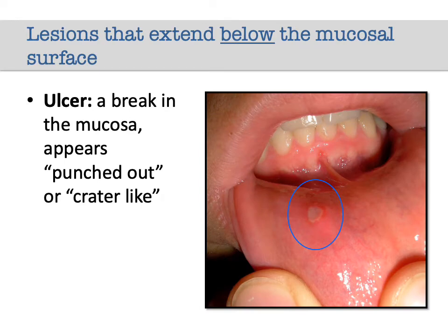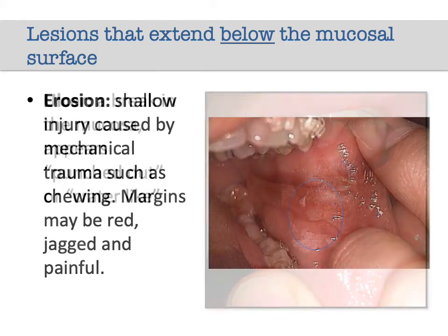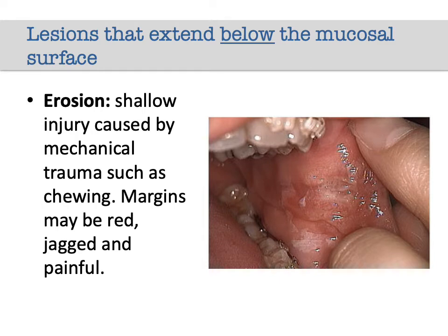We'll first discuss lesions that extend below the mucosal surface. First is an ulcer. An ulcer is a break in the mucosa and appears punched out or crater-like. Erosion is a shallow injury caused by mechanical trauma such as chewing. The margins may be red, jagged, and painful.